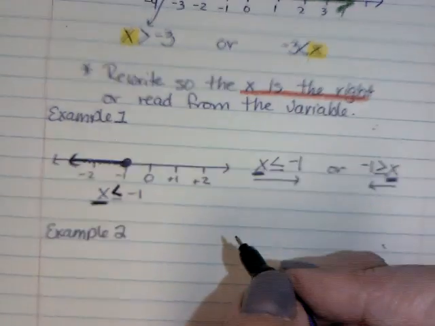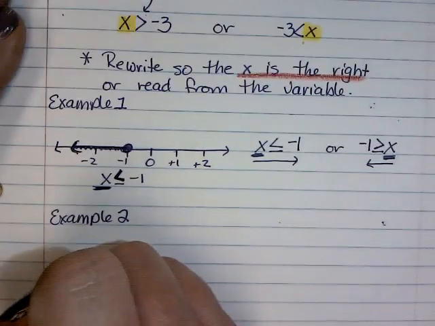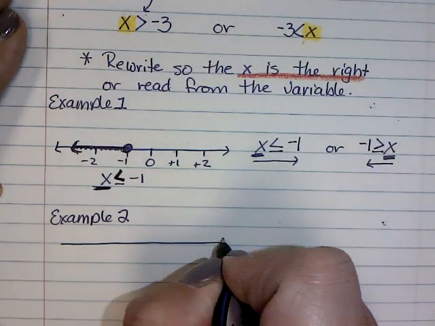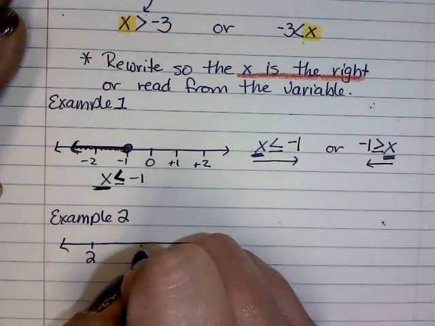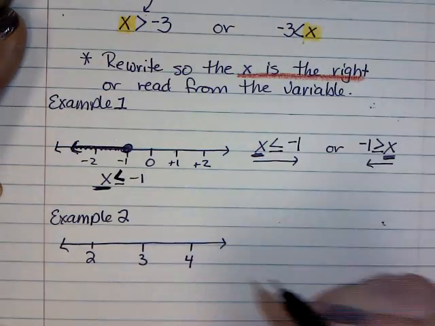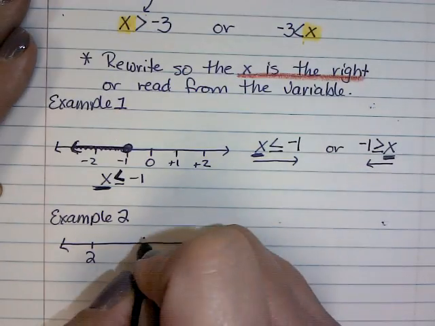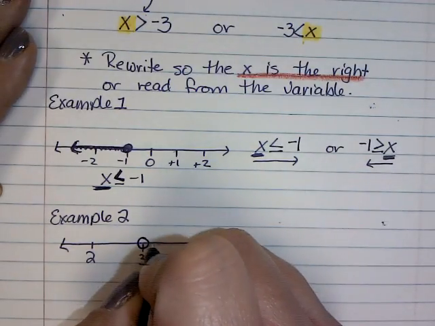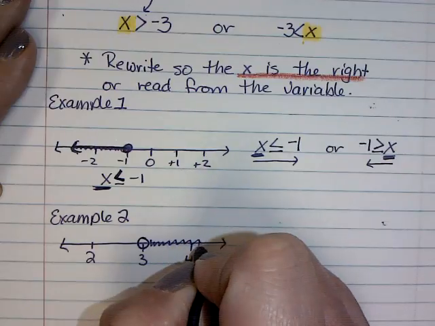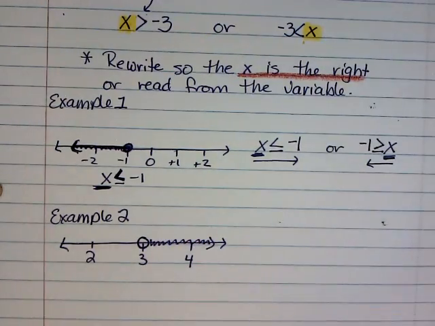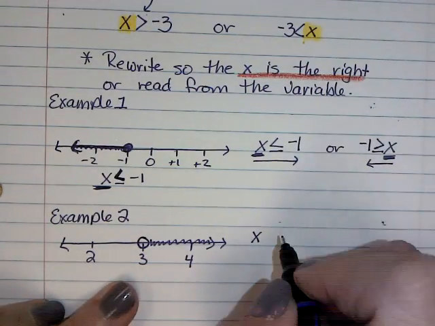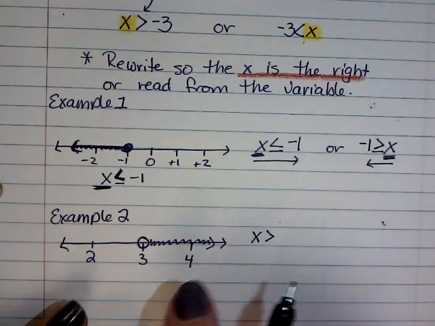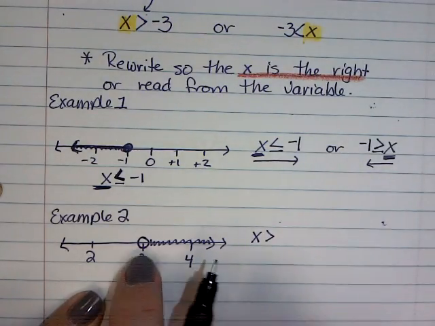Example 2, I'm going to go ahead and draw myself my number line again. And I'm going to start with 2, 3, and 4. And I'm going to put an open circle on the 3, pointing to the right. Okay, so let's go ahead and name this. X is greater than, not equal to, just greater than, because I have an open circle, 3.